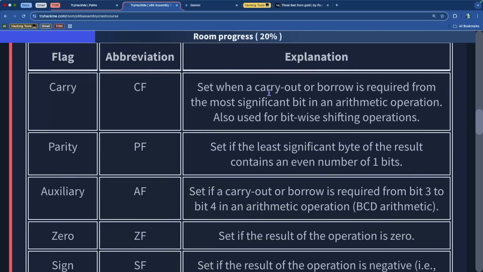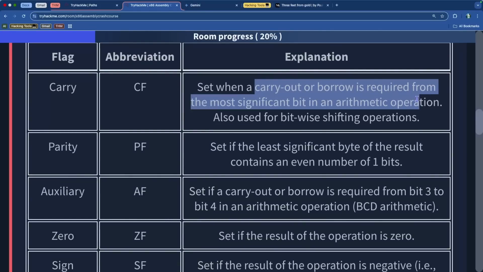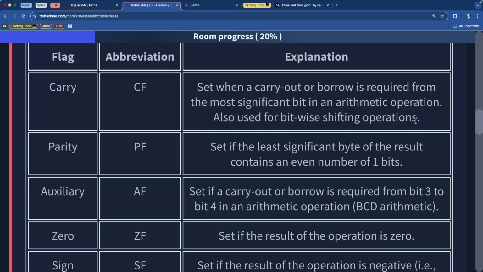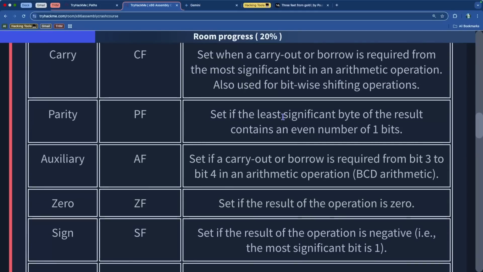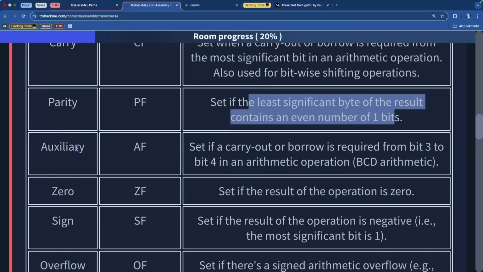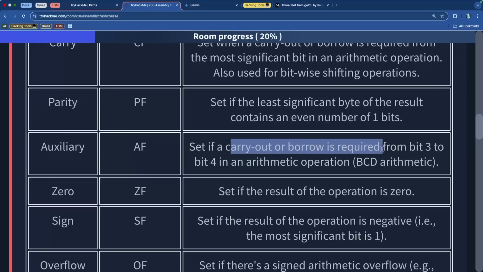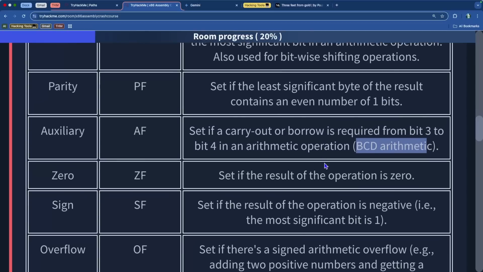So the carry flag is set when carry out or borrow is required from the most significant bit. We already saw this. Also used for bitwise shifting operations. Parity is set if the least significant byte of the result contains an even number of 1 bits. Auxiliary, the AF, is set if carry out or borrow is required from bit 3 to bit 4 in an arithmetic operation. It's called BCD arithmetic.